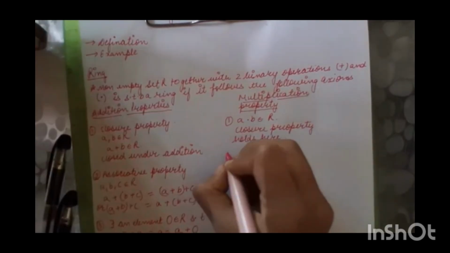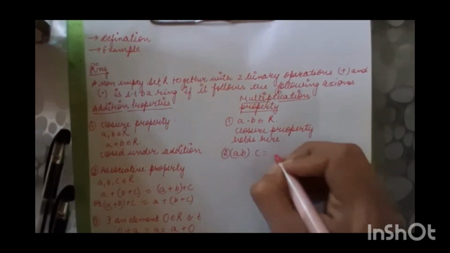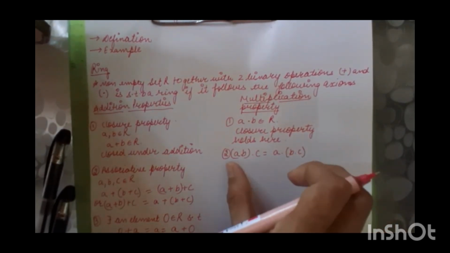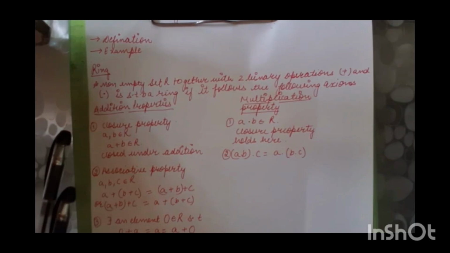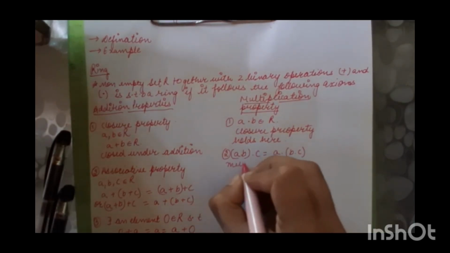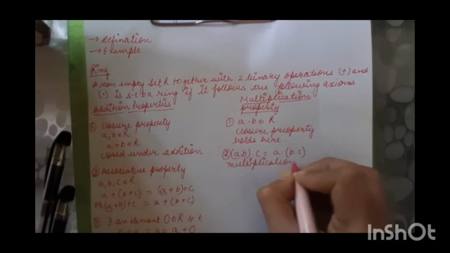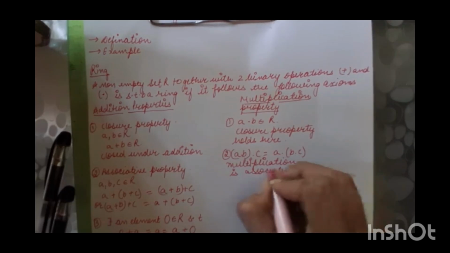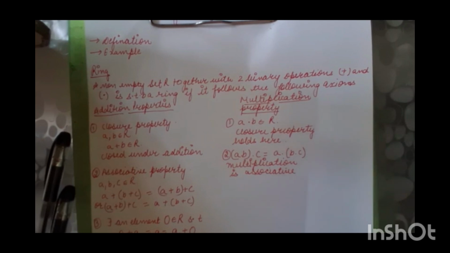Now the second property is the associative property. That is, a dot b, dot c, is equal to a dot, b dot c. It must satisfy this particular thing. Then we will say that multiplication is associative. Now for it to be a ring, it should follow these 2 properties of multiplication.